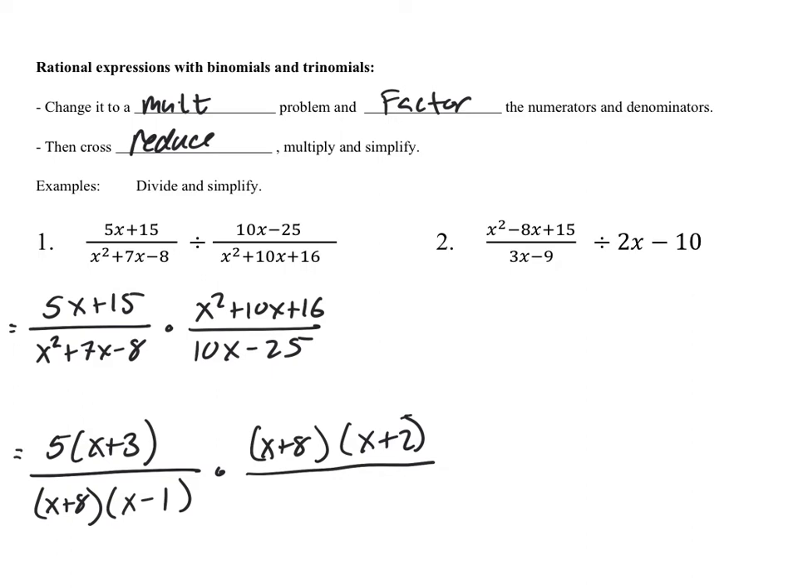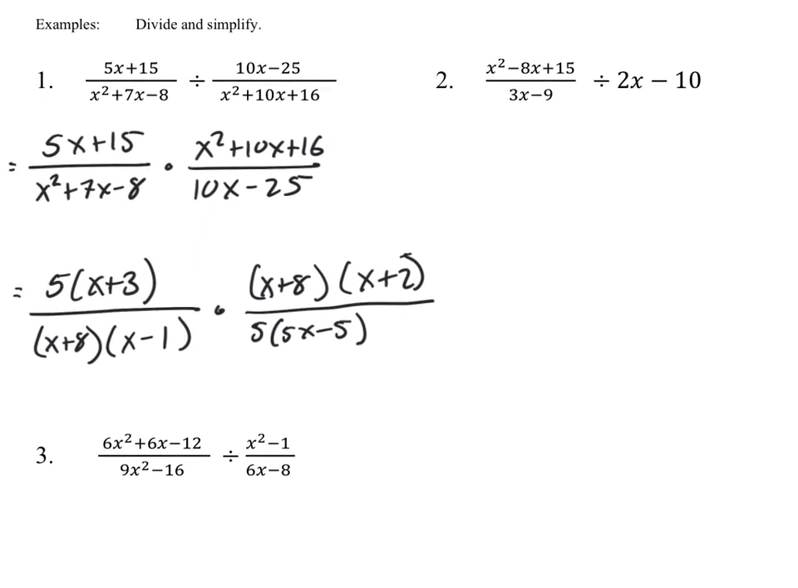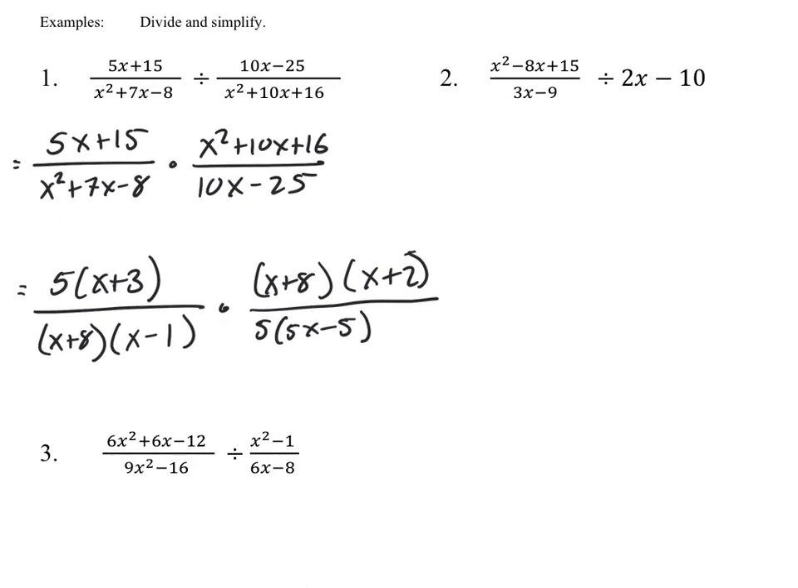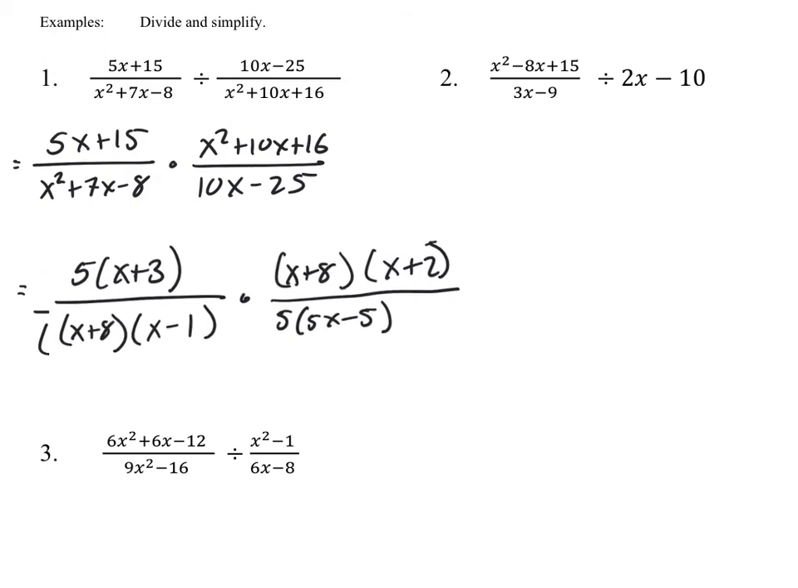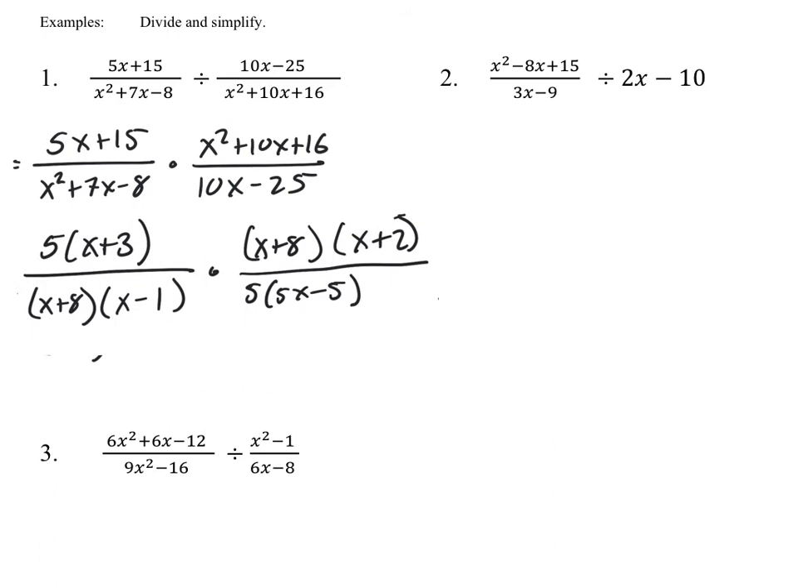And lastly, factoring that bottom one, we're going to factor out a GCF of 5. We're going to be left with 5x minus 5. So now we just need to cancel anything that is the same on the top that is also on the bottom here. So that's our next step. Let's just move this up a little bit so we have some more space.